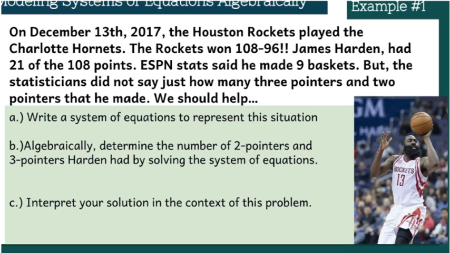ESPN stats said he made 9 baskets, but the statisticians did not say just how many 3-pointers and 2-pointers he made. We should help. A. Write a system of equations to represent this situation. B. Algebraically, determine the number of 2-pointers and 3-pointers Harden had by solving the system of equations. C. Interpret your solution in the context of this problem.